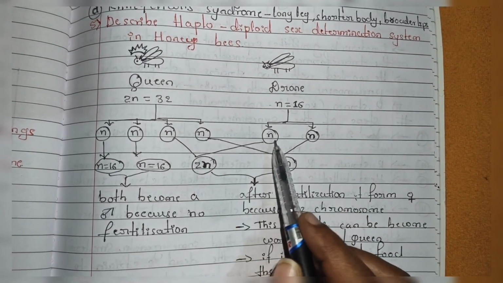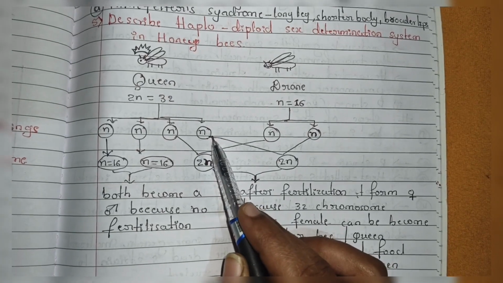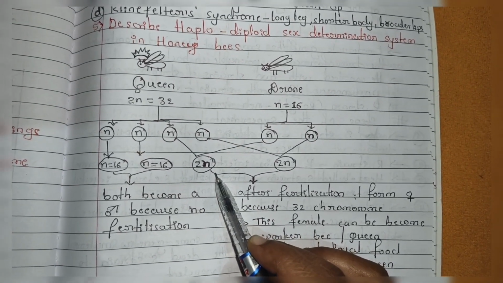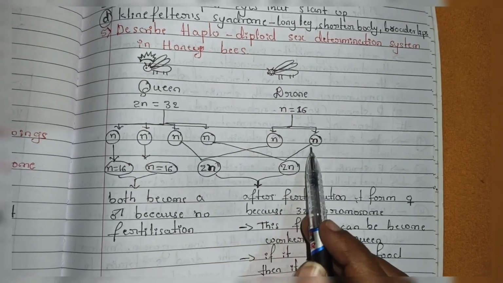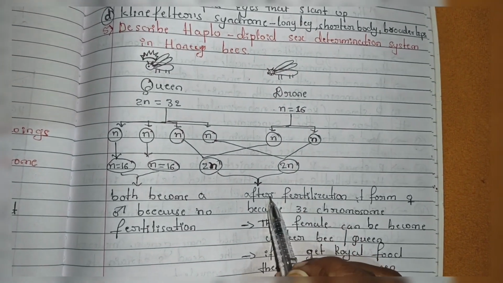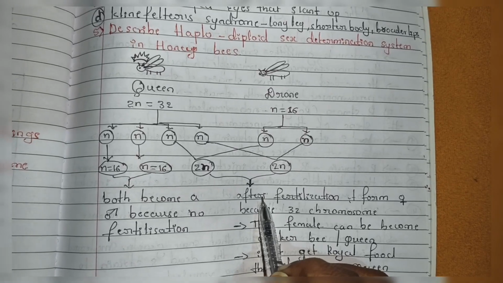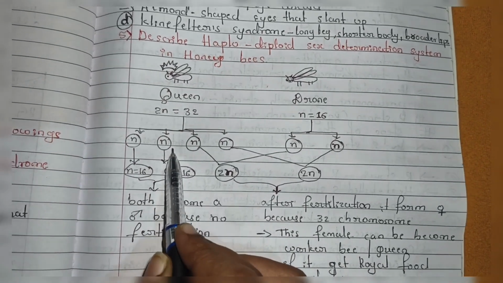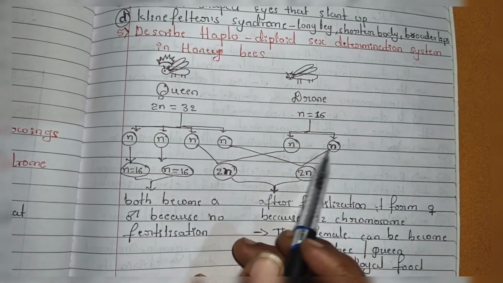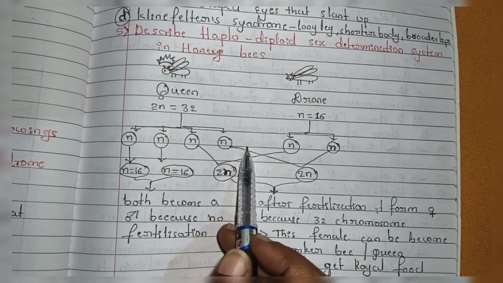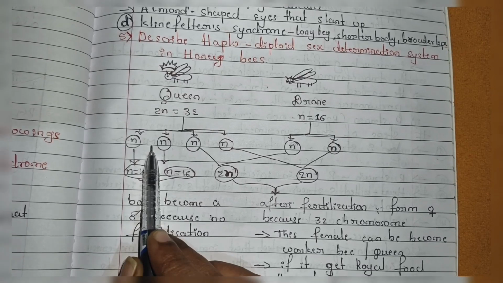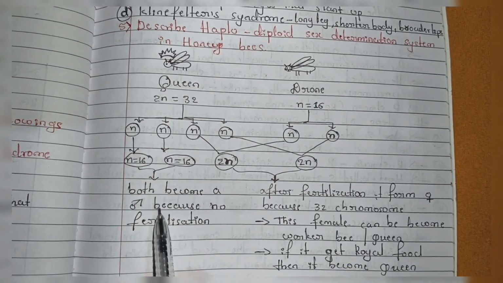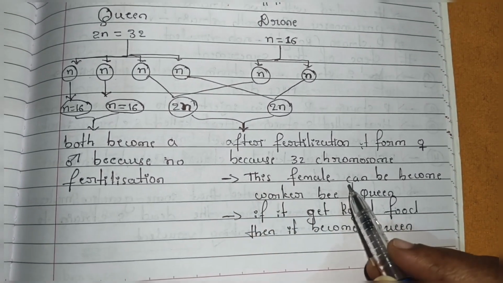So one male gamete fuses with one female gamete and becomes 2n, that is a female. Another female gamete fuses with another male gamete and becomes another female honeybee. The remaining 2 female eggs are left over because there are no more male gametes, only 2 are there. These 2 female gametes wait for a male gamete but do not get one, so they start to develop and become a male, that is a drone.